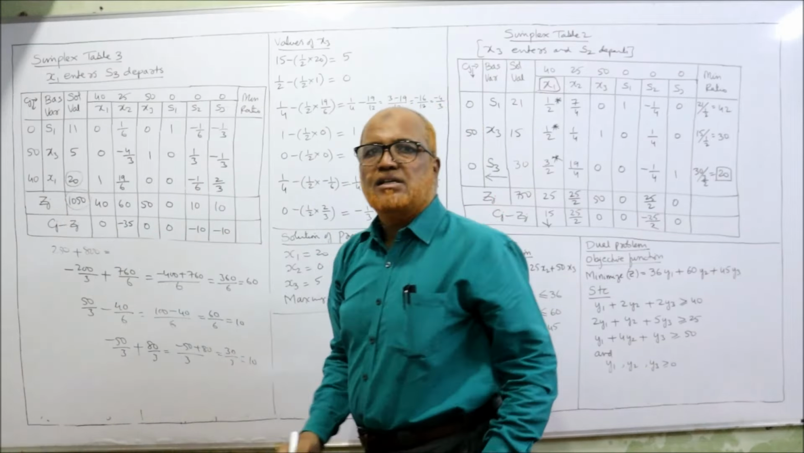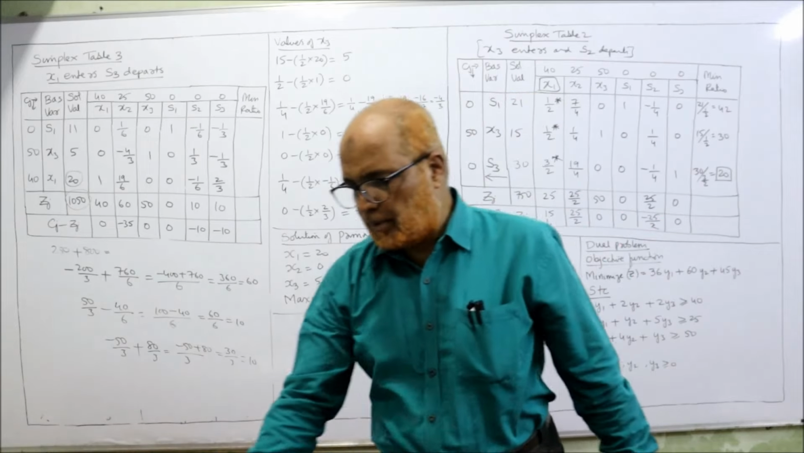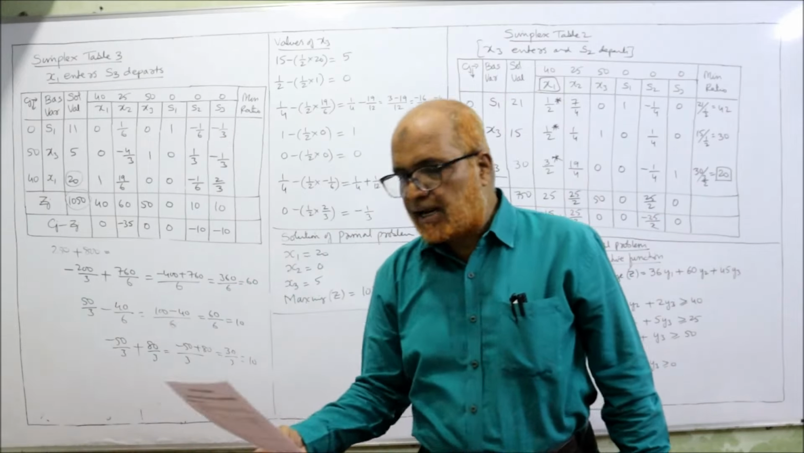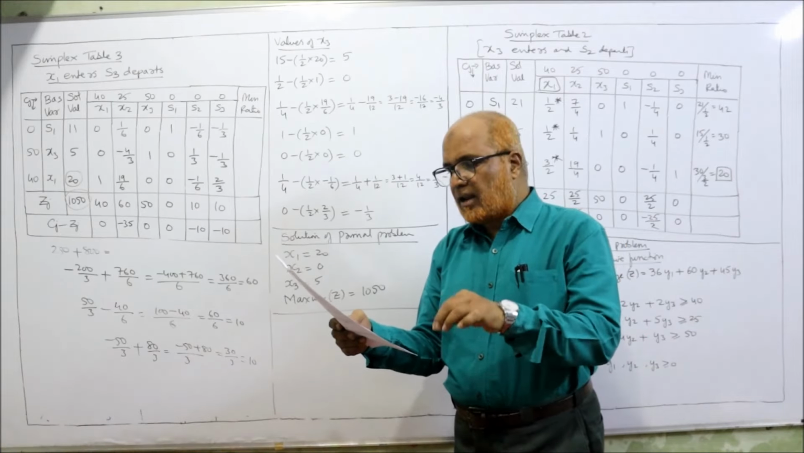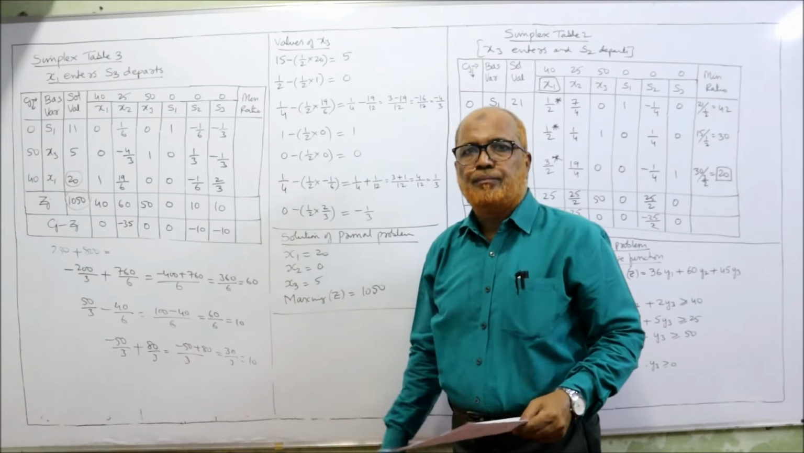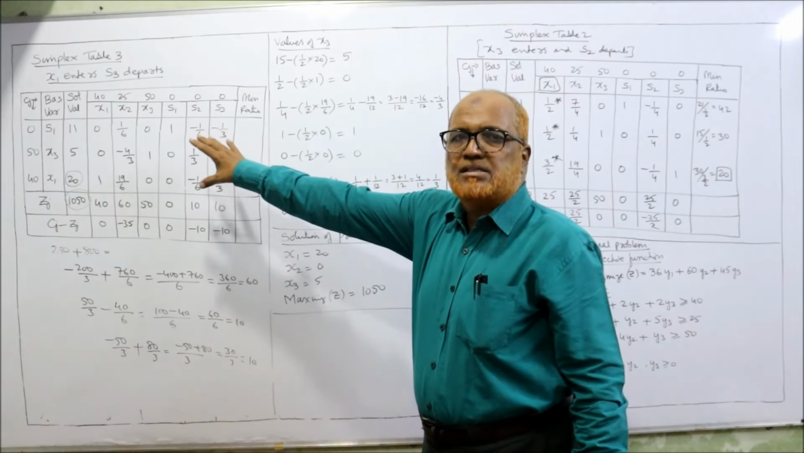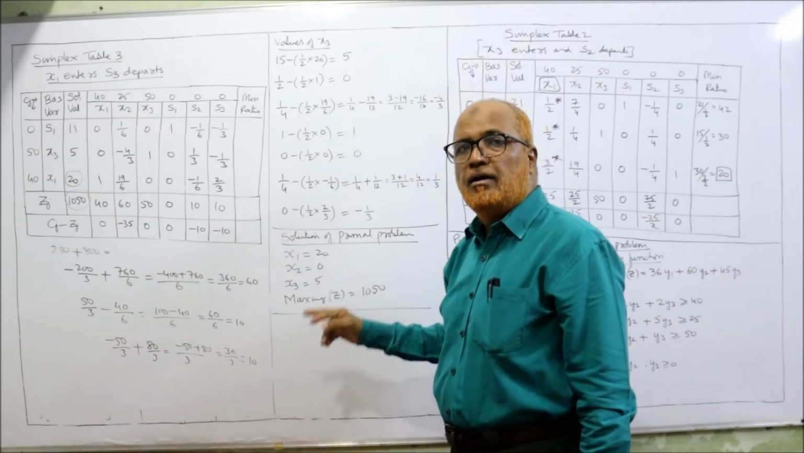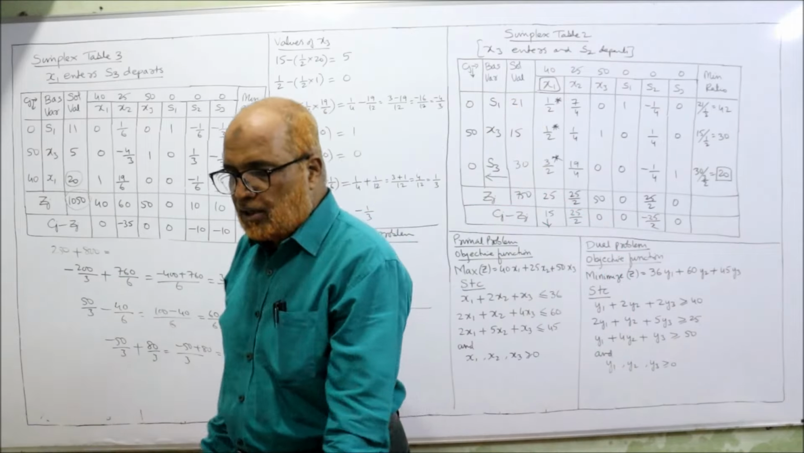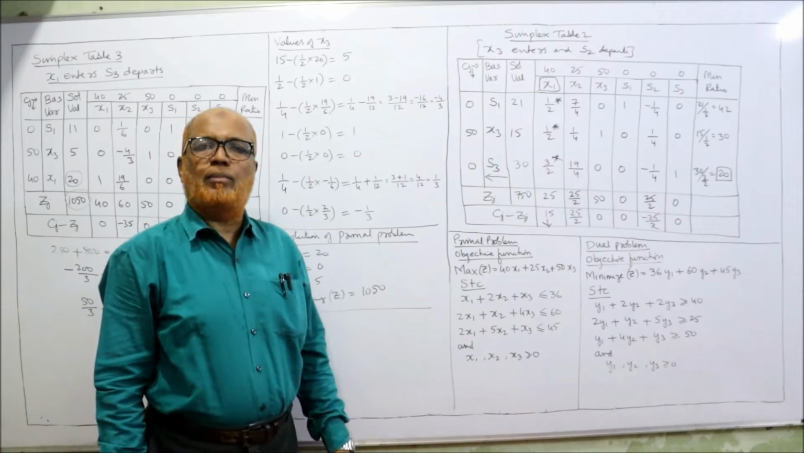1050. This is the solution of the primal problem. Now we'll come to the second bit of the problem. Through the final simplex table, write the solution of the dual. For this final simplex table, find out the solution of the dual also. Here, this is the solution of primal, right? Now, the solution of dual. So, first of all, we convert the primal problem into the dual problem.